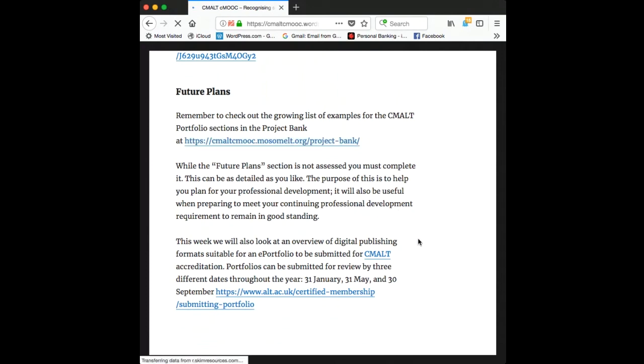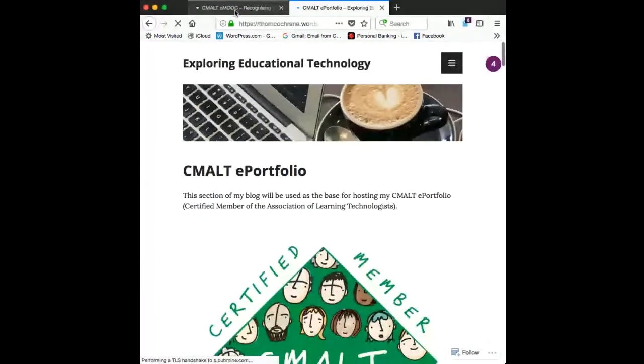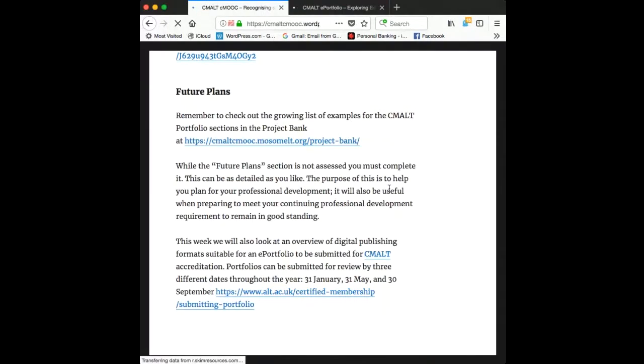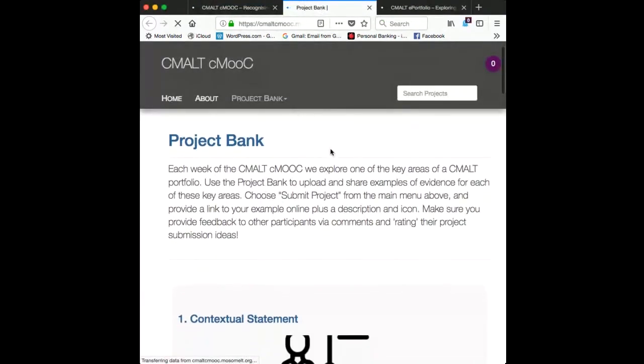Okay, the CMALT one, I'll just put that back in. So we're aiming to do the CMALT CMOOC again in September. So everyone's welcome to join. It's free. There's a sign-up page. And basically, we just need some agreed collaborative communication tools. And that's basically Twitter, have some form of personal journal. We suggest WordPress for your portfolio. An email, and we suggest Gmail so that we can contact each other. And then we have a Google Plus community for discussion and collaboration.